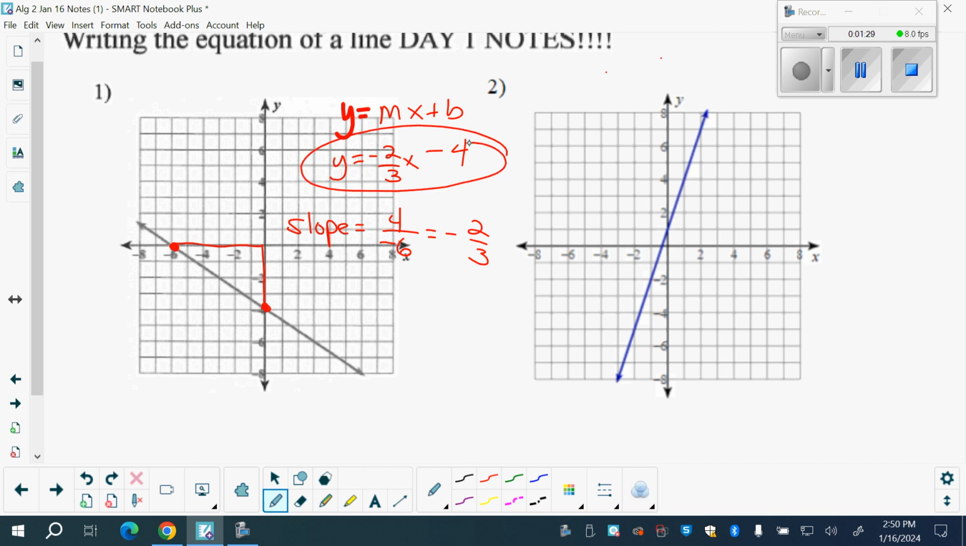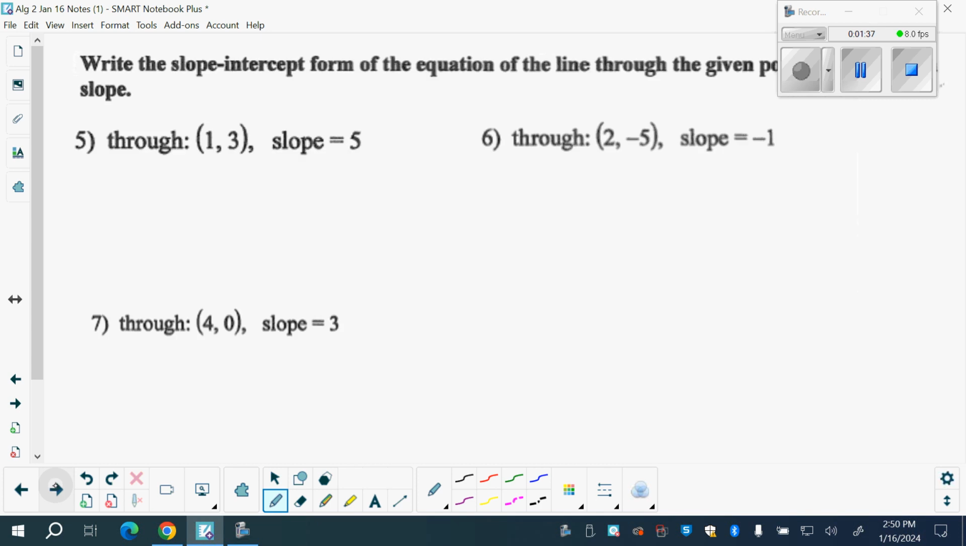So today, I'm not going to do number 2. I'm going to skip on to number 5. Okay, so say we're given a point and the slope. This says we want to find the slope-intercept form through the given point and slope. So our slope-intercept form is y equals mx plus b. And so we have our slope, so we're going to put that in place of the m. So this is y equals 5x plus b.